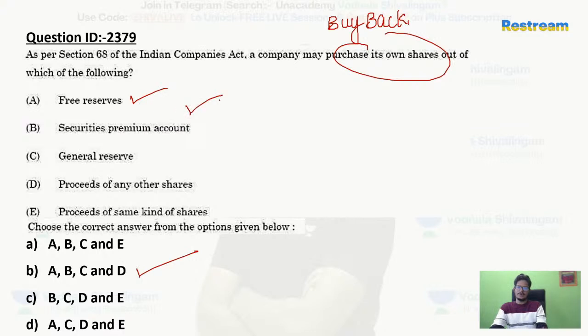And B, securities premium account. Because securities premium, as per section 52 of the Companies Act, says that there are five purposes in which the securities premium account balance can be utilized. One of the main purposes is buyback of the shares. After that, general reserve you can also utilize. And after that, D, which is proceeds of any other issue. But proceeds of the same kind of shares will not be utilized for purchase of own shares or buyback of the shares.